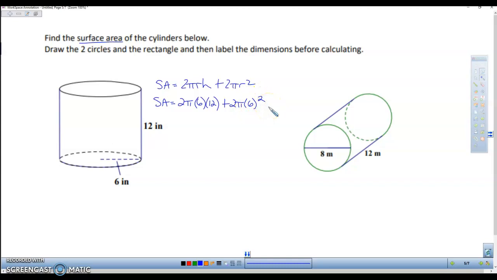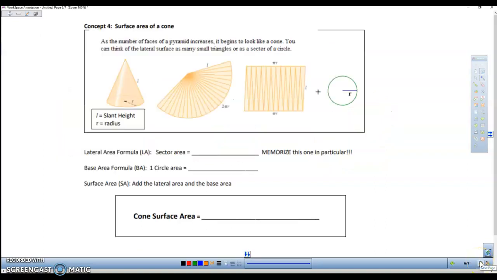All right, so this first part gives me 2 times 6 is 12, times 12 is 144 pi, plus 36 times 2 is 72 pi. So the entire surface area of this cylinder is 216 pi square inches. Again, I'd like for you to try the second example and check your work on the filled-in version of the notes. And then the last thing today is a cone.